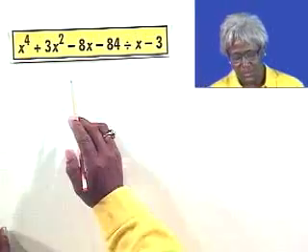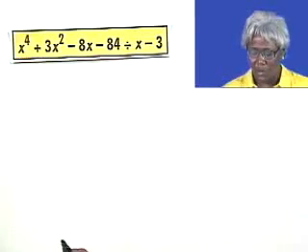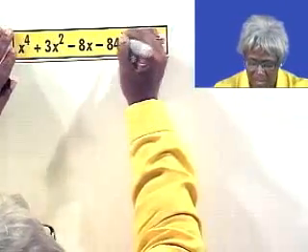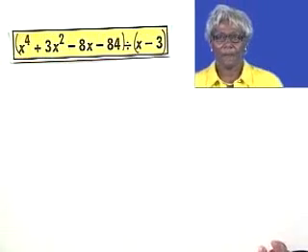We've used long division to divide polynomials. There's another shorthand method. It's a little shorter, and it's called synthetic division. Let's look at an example where we will actually use synthetic division to divide polynomials. Here's an example, x to the fourth plus 3x squared minus 8x minus 84, and that's going to be divided by x minus 3.